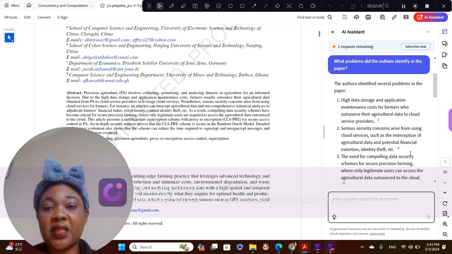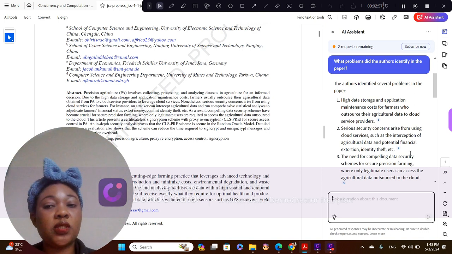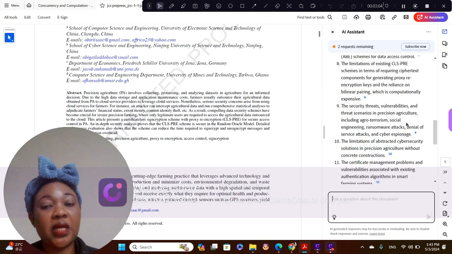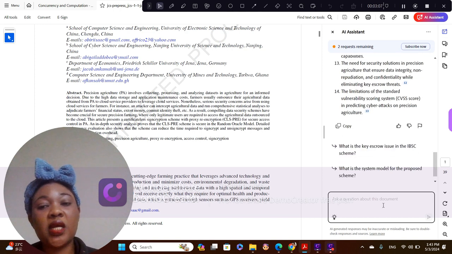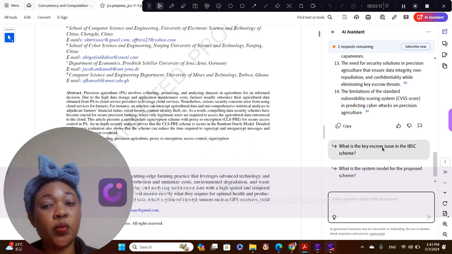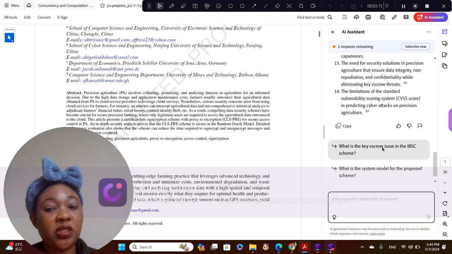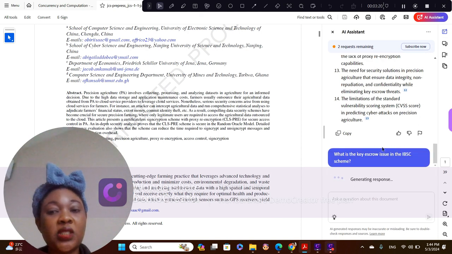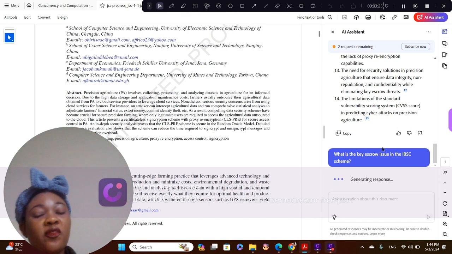It gave us feedback that the authors identified several problems in the paper, that is, high data storage and application maintenance costs for farmers who outsource agriculture data to the cloud, and a whole lot of things. These are the problems the authors identified, and we can also ask further questions. It gives you suggested questions like, what is the key escrow issue in the identity based encryption scheme? So we can ask that to find out.